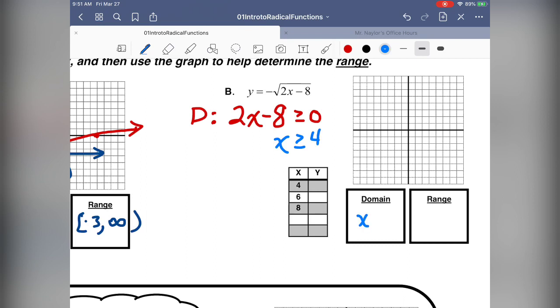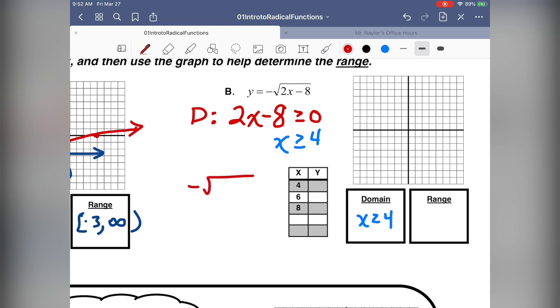I actually could write that domain right now if I wanted to, but notice that that also is where my table of values is going to start. It's going to start at 4 and choose numbers that are greater. Now, sometimes it can be challenging to decide what kind of numbers to plug in to a radical equation, and that's why you'll see that I've given you some of the numbers here, but I still want you to see what happens when you plug in.